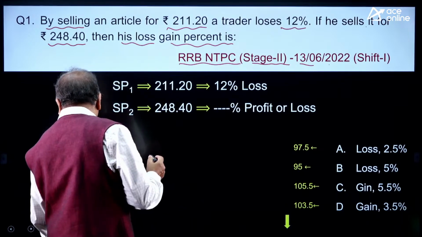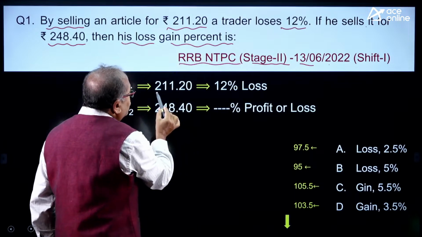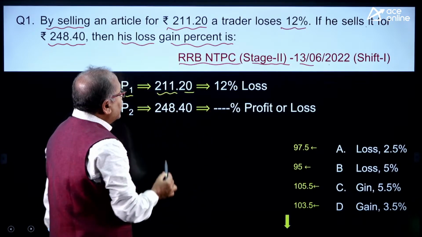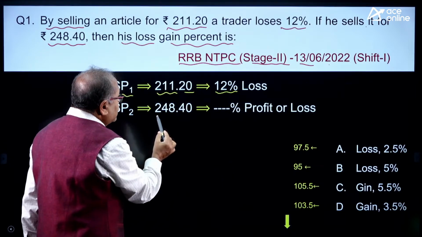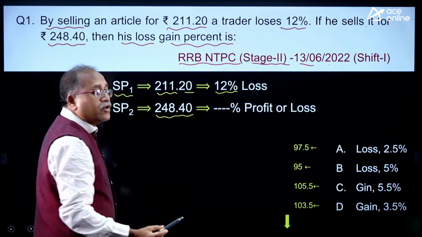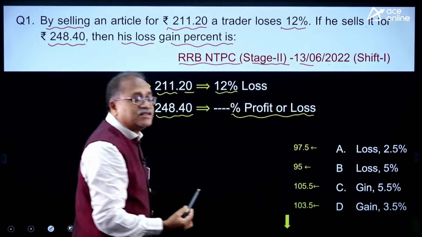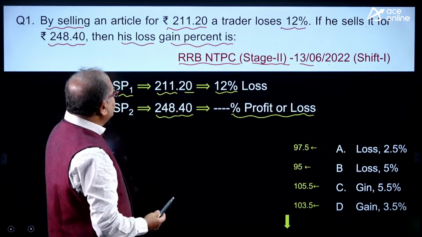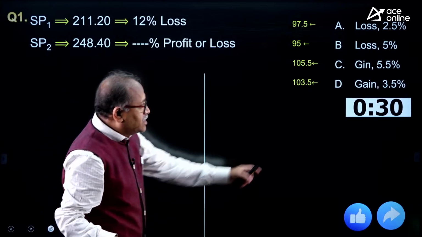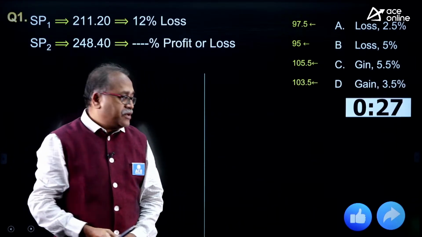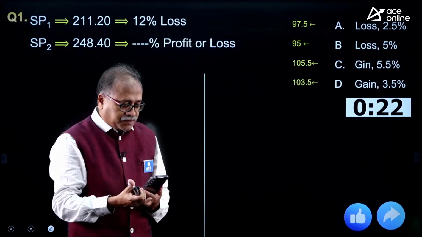So, this is the information we have: the selling price 1 is given to us, that is 211.20, and by selling at this amount there is a loss of 12%. So, the question is that if it is sold for 248.4, then what is your profit or loss percentage? Come on, my dear friends, I am giving the same information over here, and 30 seconds to answer the question. Come on, try this. Some of you, I am sure, will be able to answer this question.